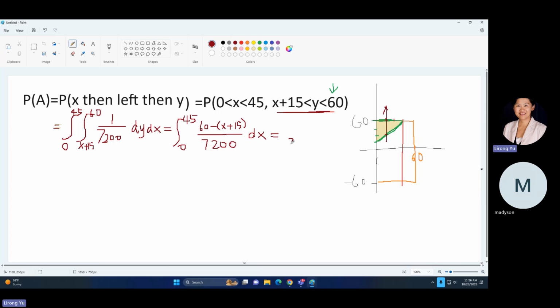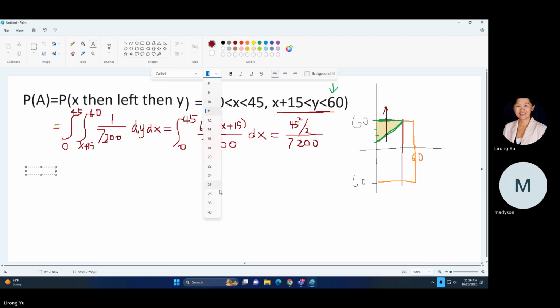So it ended up being 77200, and the numerator was 45 squared divided by 2. So that's this number, that's this probability. And then I went ahead and calculated probability for B. So probability of B.